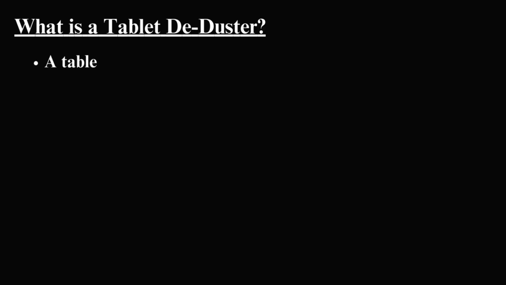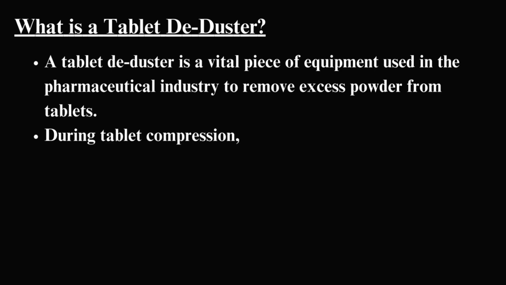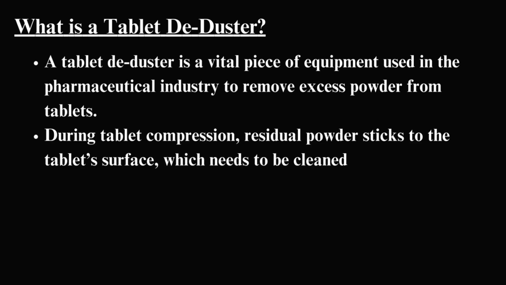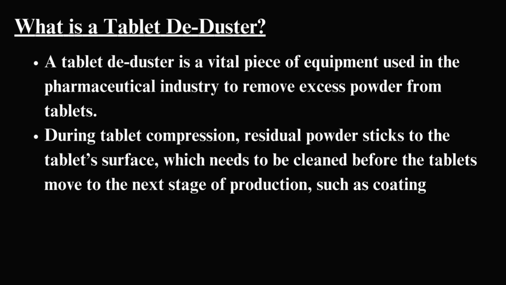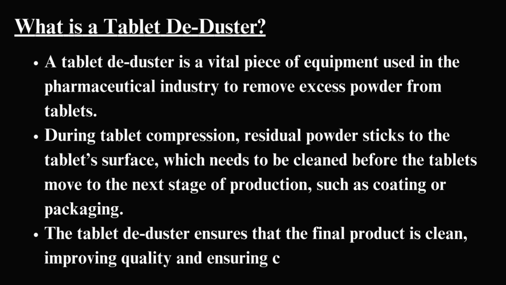What is a tablet deduster? A tablet deduster is a vital piece of equipment used in the pharmaceutical industry to remove excess powder from tablets. During tablet compression, residual powder sticks to the tablet's surface, which needs to be cleaned before the tablets move to the next stage of production, such as coating or packaging. The tablet deduster ensures that the final product is clean, improving quality and ensuring compliance with standards.